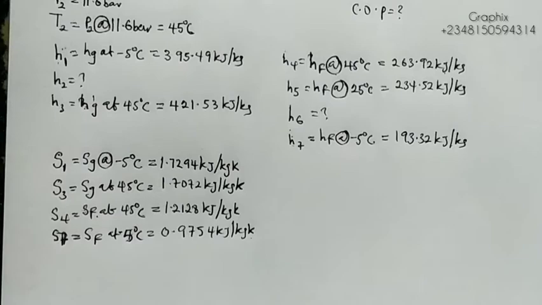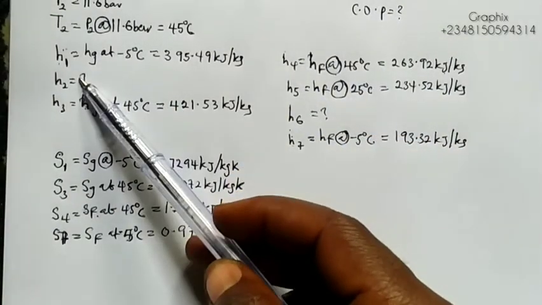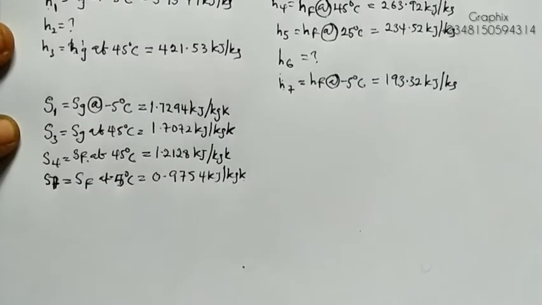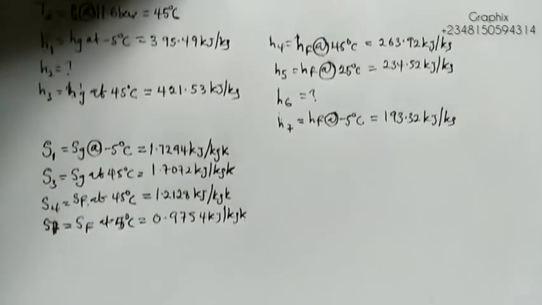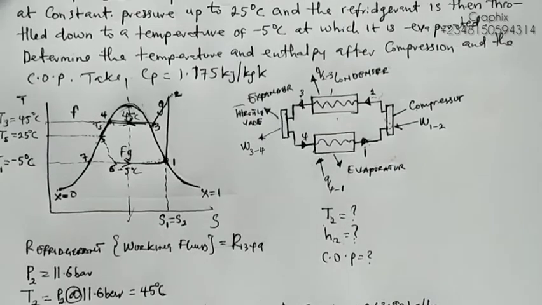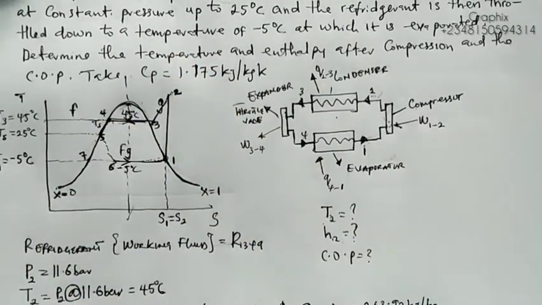Now we are looking for what? We want to look for H2, since we don't have H2. So how can you calculate your H2? Is this way. But before we calculate our H2, the question says we should look for temperature first, right? Look at the question here. It says determine the temperature, and the temperature determined is T2. So let's look for T2.